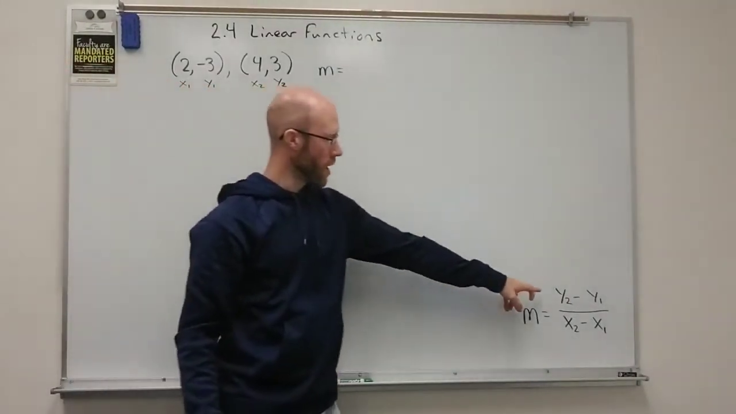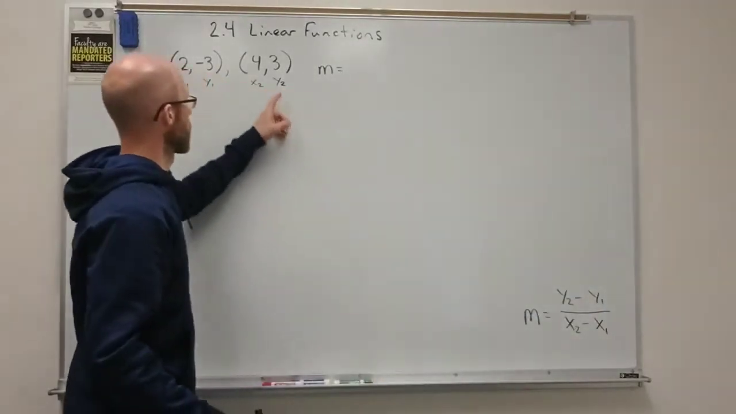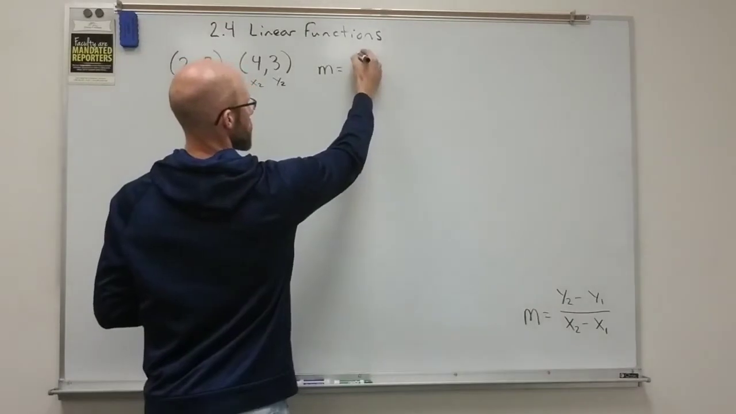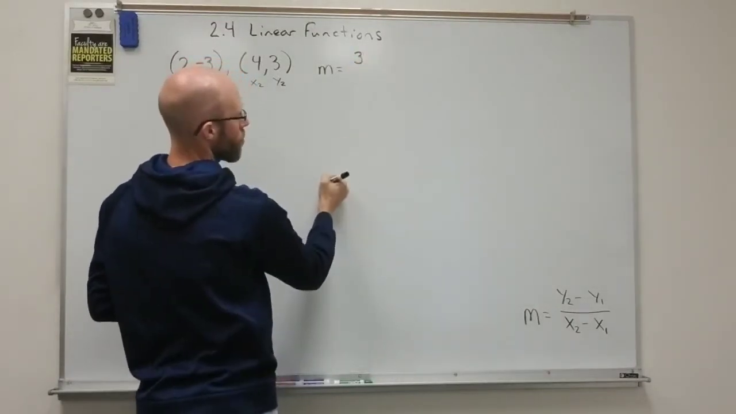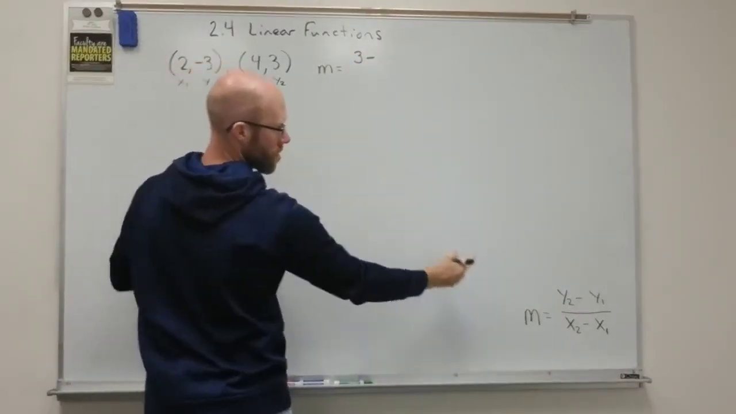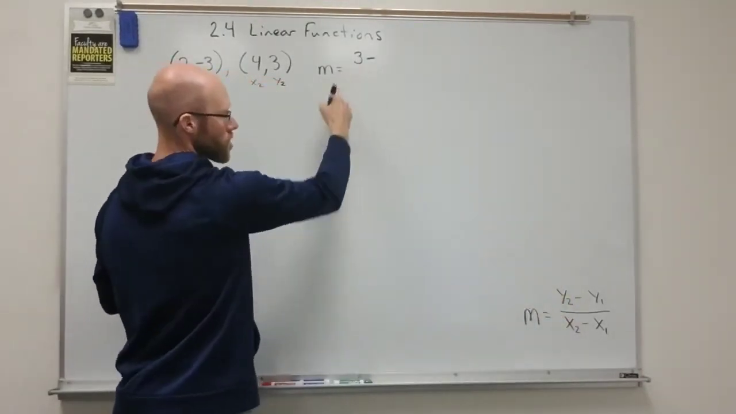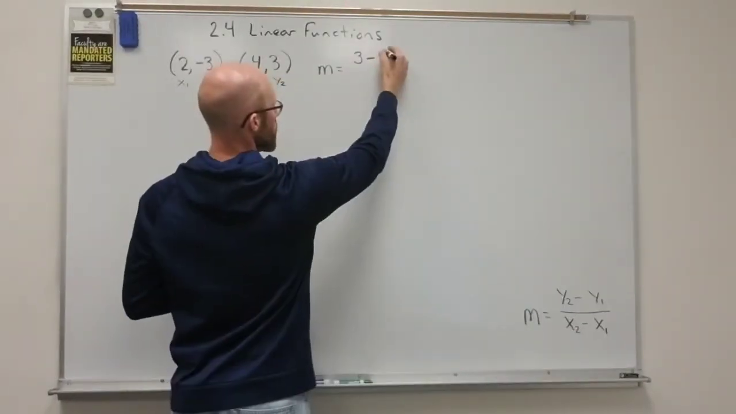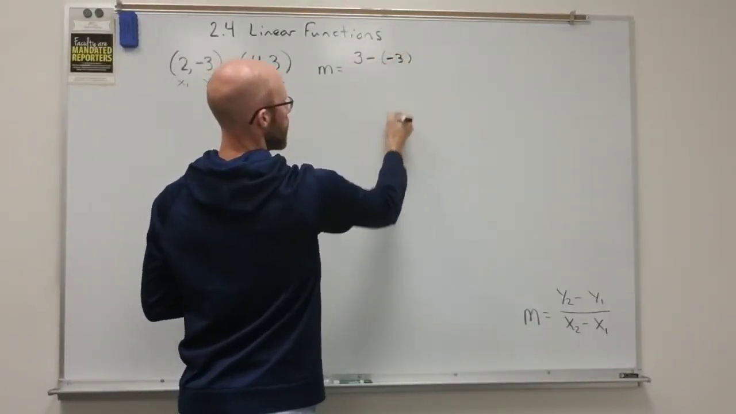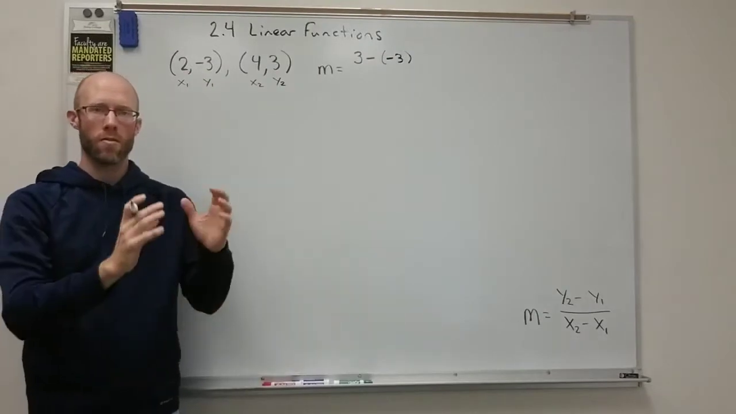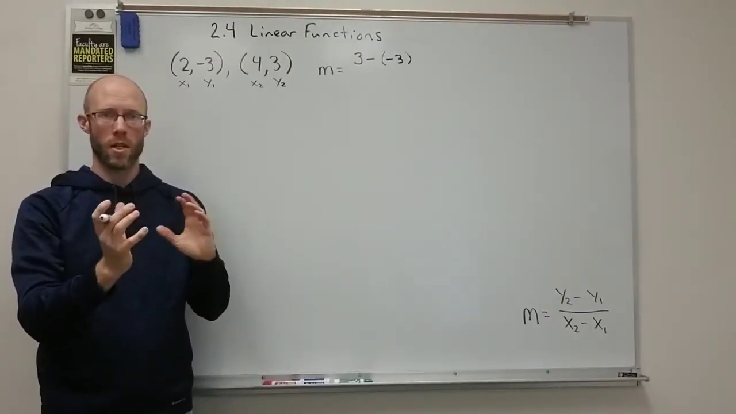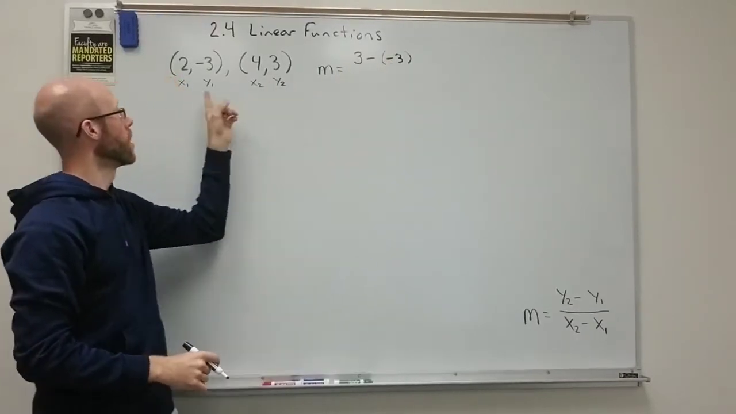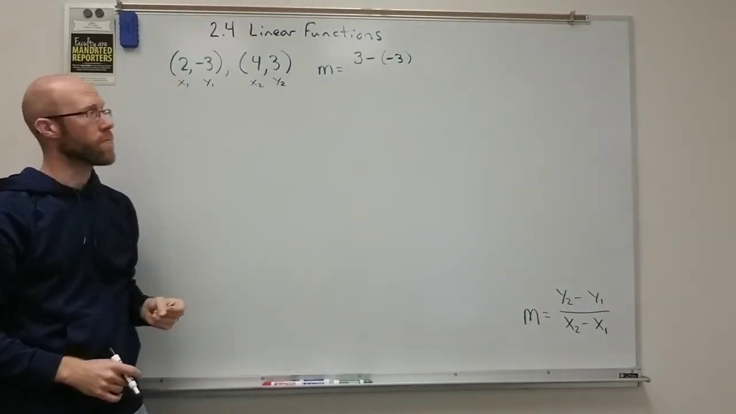So I want y2 minus y1. So I go 3 minus negative 3. On top I have 3 for y2, and then the minus, and then y1 is going to be a negative 3. Now I put the negative 3 in parentheses because I actually have a double negative here. I have the subtraction and then the negative from our value for y1.